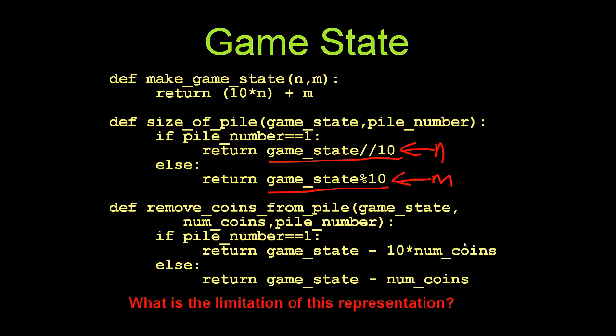Okay, so what is the problem? Well, what's clear from this example is that your m is less than 10. So that means this particular representation is good enough if you have 5 coins per pile. But once you have more than that, then life is hard.